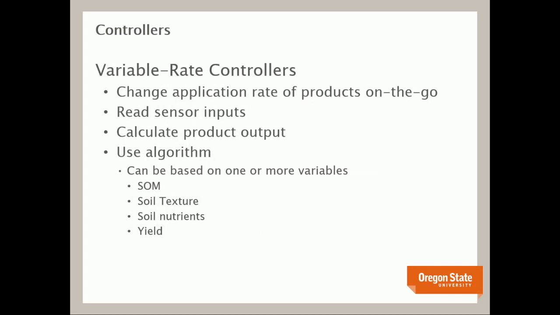Variable rate controllers change the application rate of product on the go. They read sensor input, calculate product output, and use an algorithm, which can be based on one or more variables: soil organic matter, soil texture, soil nutrients and yield.